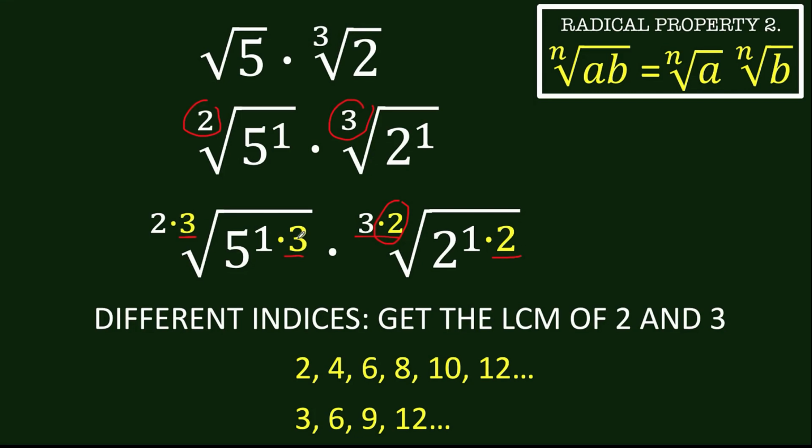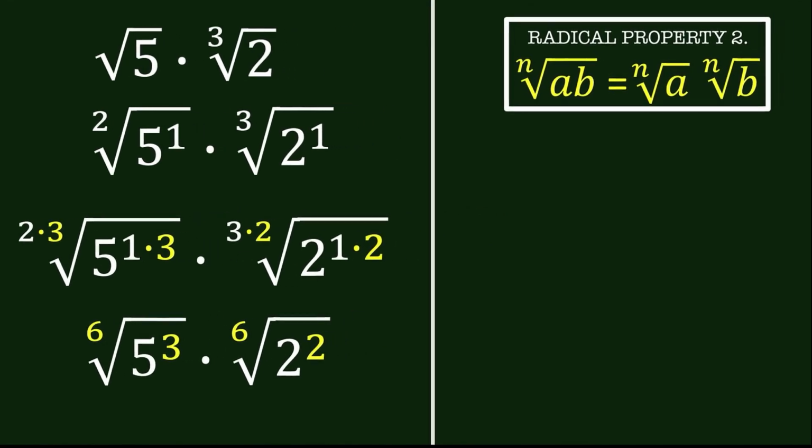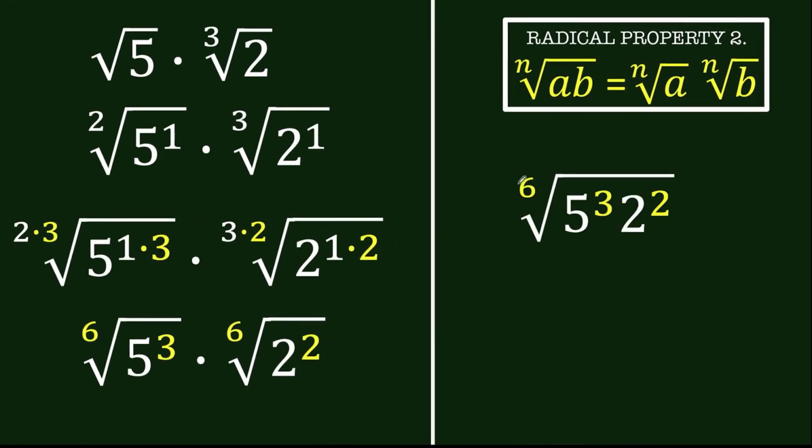I would like you to see the difference. Here we multiply by 3 both the index and the exponent of the radicand, while here we multiply the index and the exponent of the radicand by 2. And by doing so, we now have the 6th root of 5 cubed times the 6th root of 2 squared. Now here the indices are the same, so we can now apply this radical property. We can now write this as one single radical, the 6th root of 5 cubed times 2 squared.